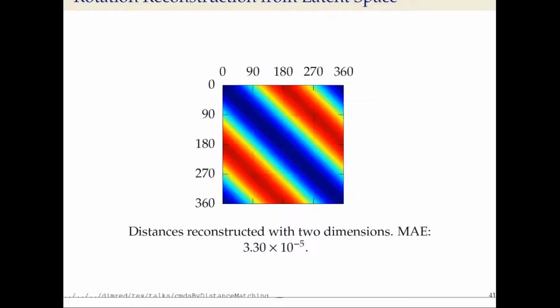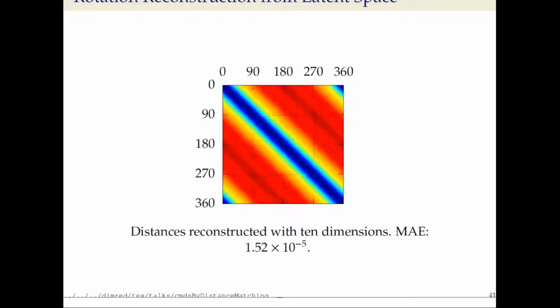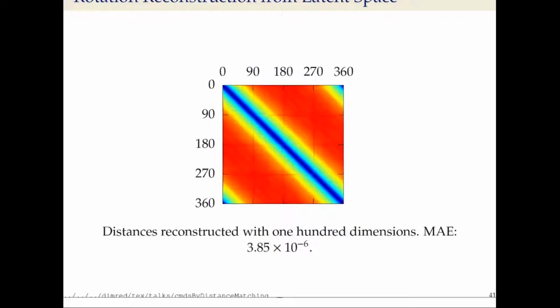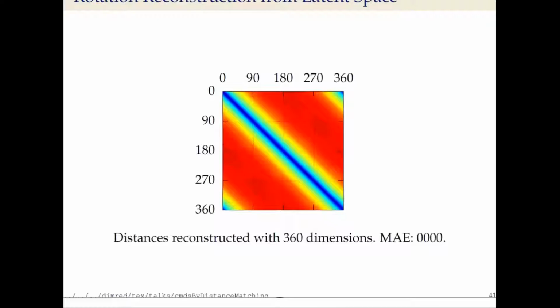Like way smaller than 1,000 dimensions from before. It's a brilliant algorithm. This is 10 dimensions. This is 100 dimensions. This is 360 dimensions. What's special about 360 dimensions?